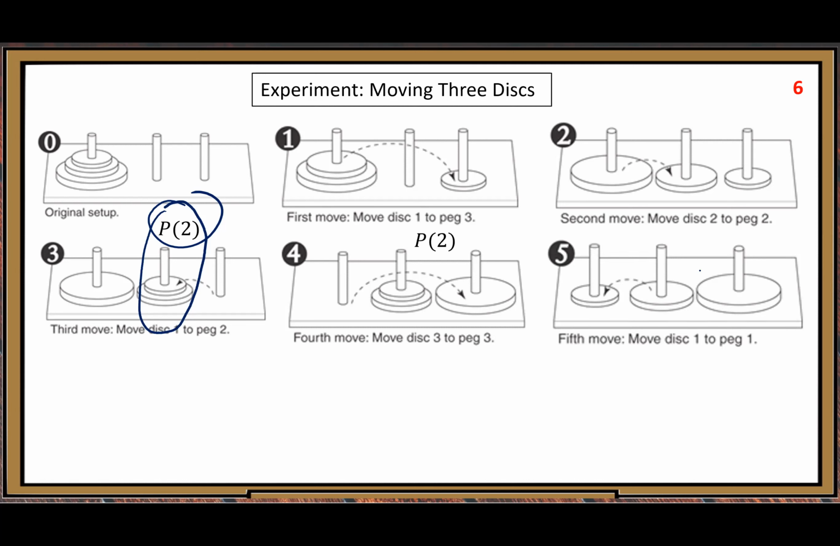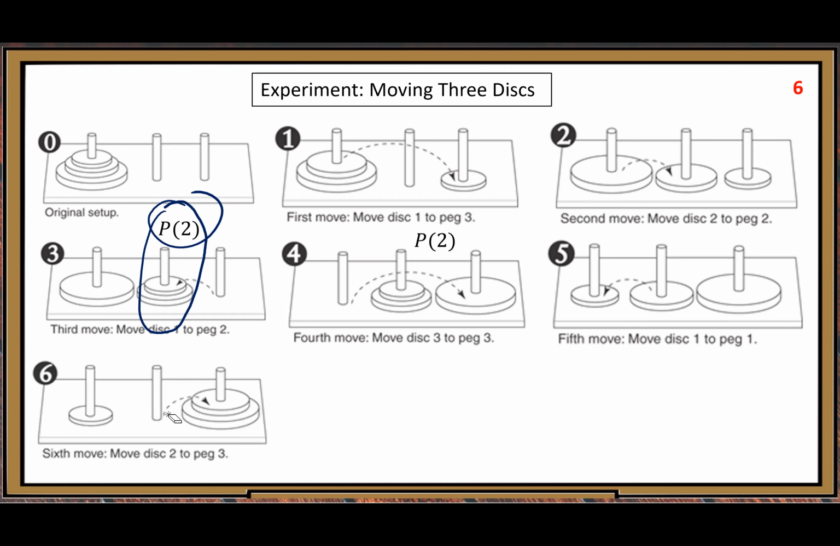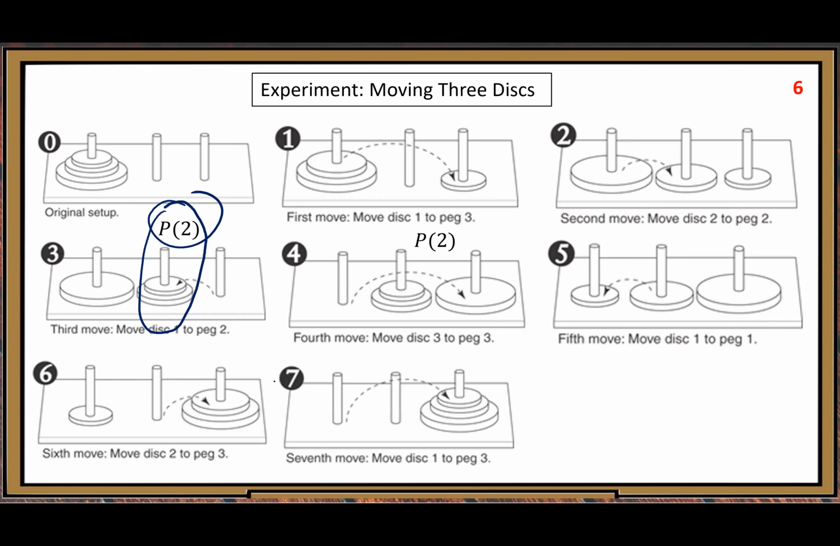The smallest disk, we move it back to peg 1. Then the middle disk, move it to peg 3. Then the smallest disk, move to peg 3. And we get a whole solution. So you can see we need to make 7 moves to solve this 3-disk problem. We need to move disks 7 times.